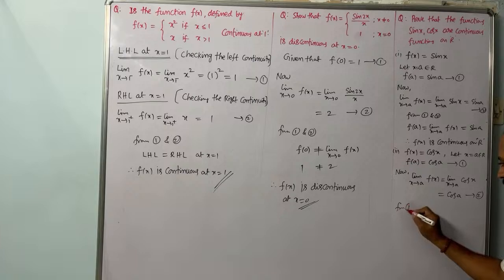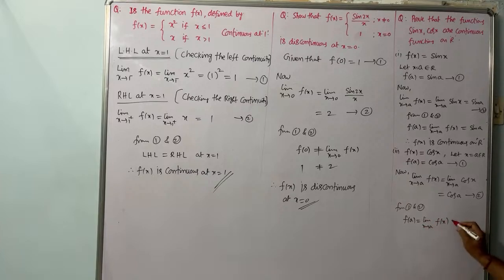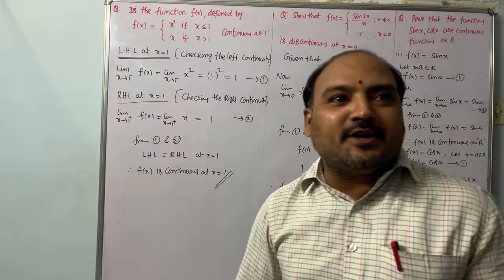From 1 and 2, f of a is equal to the limit as x tends to a of f of x, which is equal to cos a. So both are equal, which means f of x is continuous at x is equal to a belonging to R. I hope everyone understands this, students.